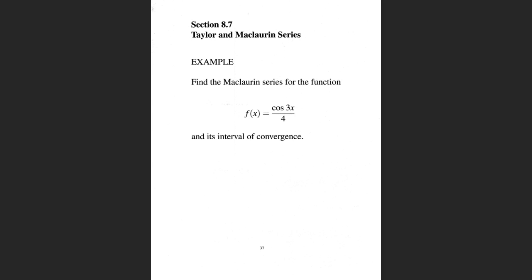So this is a function here. We have the cosine of 3x divided by 4. Okay, so this is a trigonometric function. And we want to be able to write that function as a Maclaurin series. So a Maclaurin series means a equals 0, right? We're expanding the series about a equals 0.